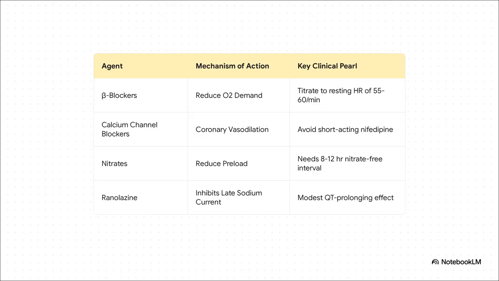Others, like calcium channel blockers and nitrates, work on the other side of the equation. They increase oxygen supply by opening up blood vessels. And definitely look at that key clinical pearl column. Those are the practical tips, like titrating a beta blocker to a target heart rate, that you'll use every day.